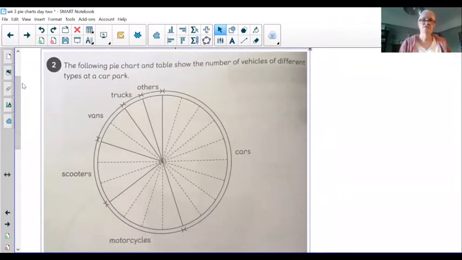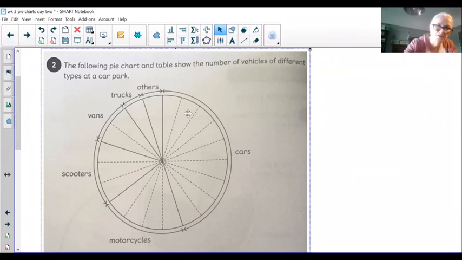The following pie chart and table show the number of vehicles of different types in a car park. Okay, so it's different types of vehicles. We don't know how many vehicles at the moment. So look at your pie chart. Remember from yesterday, one of the things that you need to know first of all is how many segments there are in any pie chart. So why don't you count the segments now?